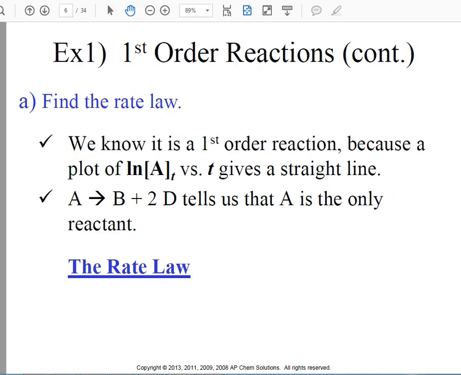Okay, writing the rate law is simple. It's rate equals k, our reactants raised to their order. Well, we know it's a first order reaction because that plot gave us a straight line. And if we look at our equation, A is the only reactant, so it's the only one in our rate law. So the rate law is simply rate equals k, A, our only reactant, raised to its order. And it's first order because that plot gave us a straight line.